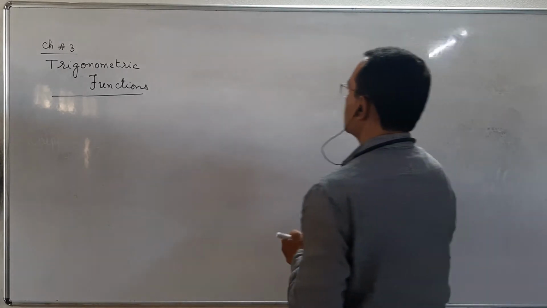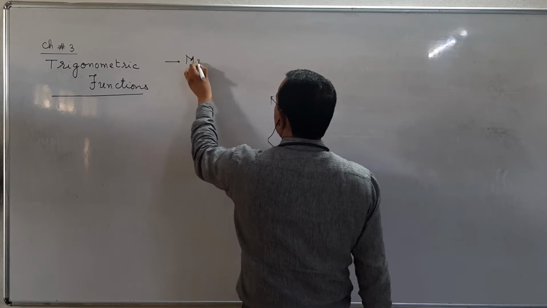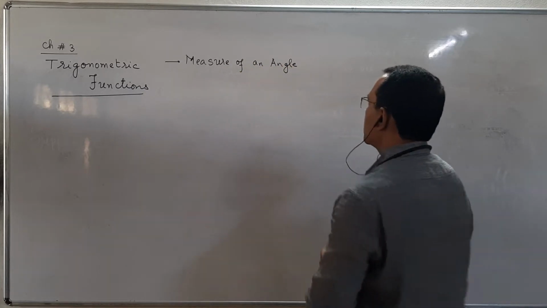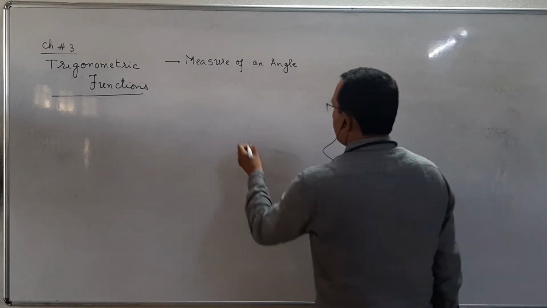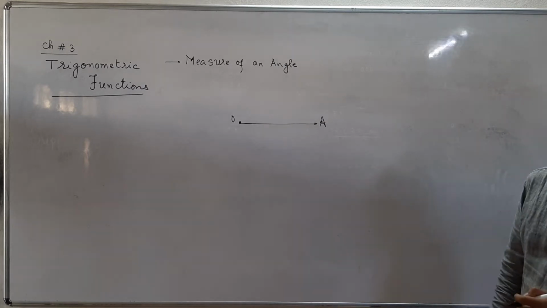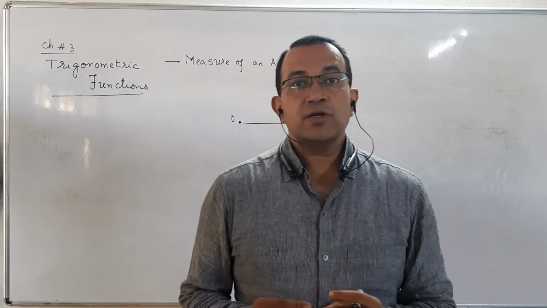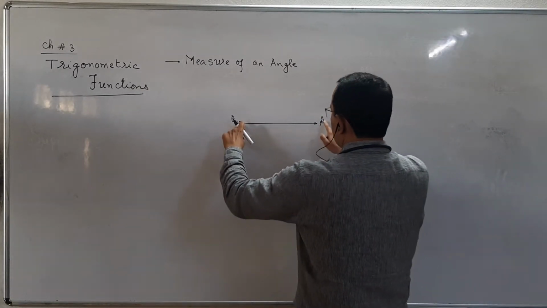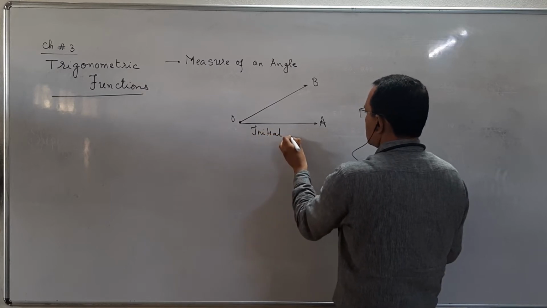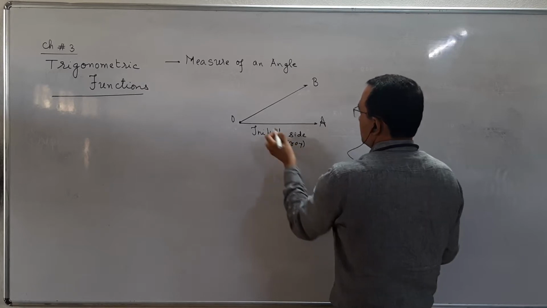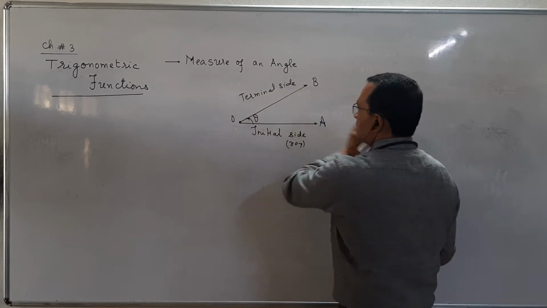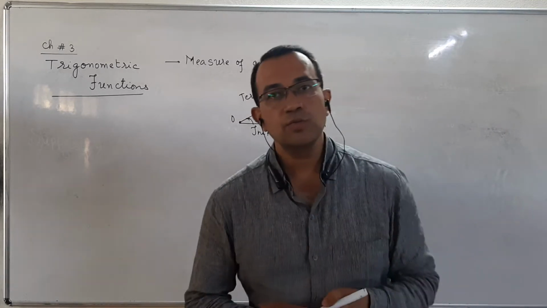Now, students, our first topic of this chapter is measure of an angle. Say this is a ray starting with point O. Say this is ray OA. The measure of rotation of a ray with respect to its initial point. Say this is the initial side or ray, and this is the terminal side or ray. This is say theta. Now, students, all of you pay attention.